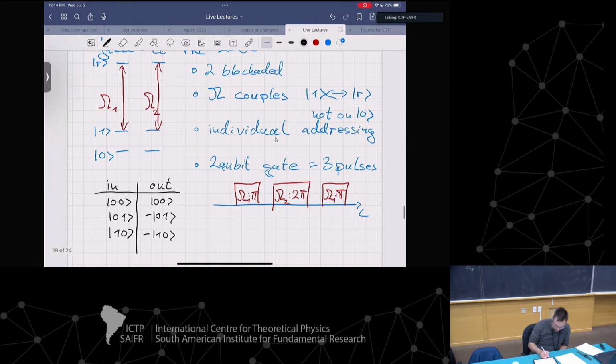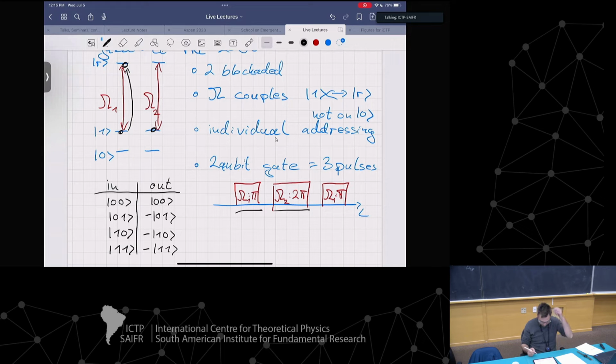And now comes the special thing, and this is what actually makes the gate. What happens to the 1, 1 state? We sit here and we sit here. The first pulse takes this atom and puts it in the Rydberg state, and now this 2 pi pulse is blockaded. So this one doesn't do anything, and then I take the first atom back down to the ground state. So also this state picks up a minus sign, and this is very important.